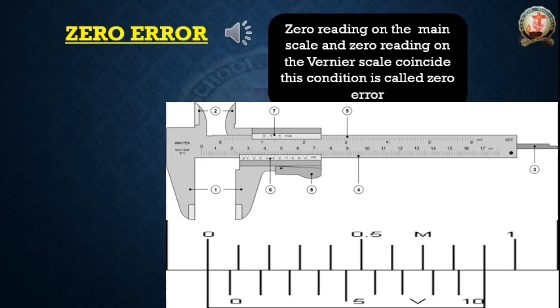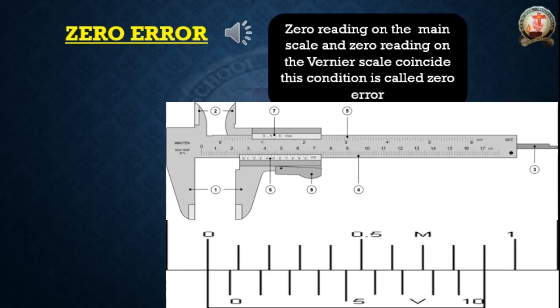So please don't confuse here. In the vernier scale, don't look at the small mark near the 0. You have to observe the 0 reading on the main scale, and in the vernier scale you have to observe that big line. Both are coinciding, so this condition is called zero error.